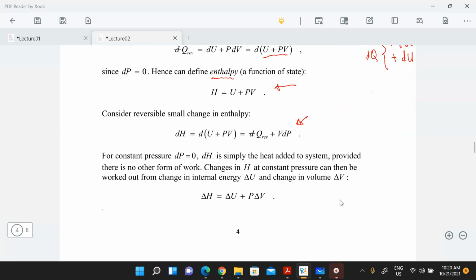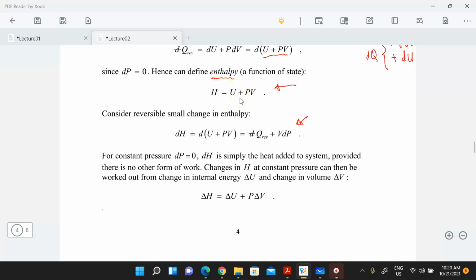The other thing is, given this relationship, you can also see that I can calculate the change in enthalpy by looking at the change of your internal energy. So if you know one of them, you can calculate the other.